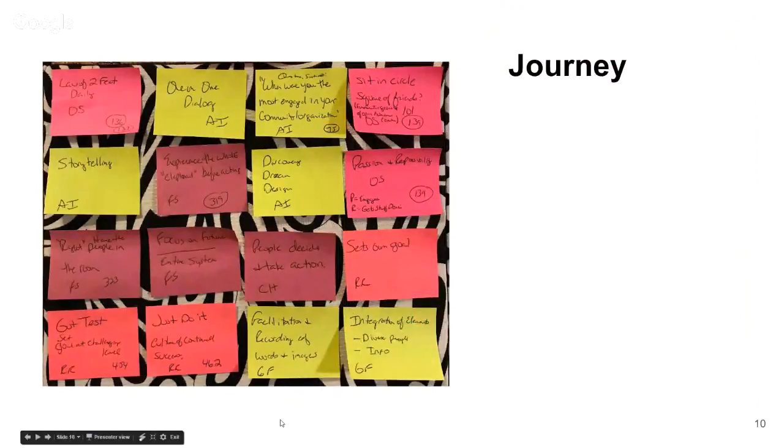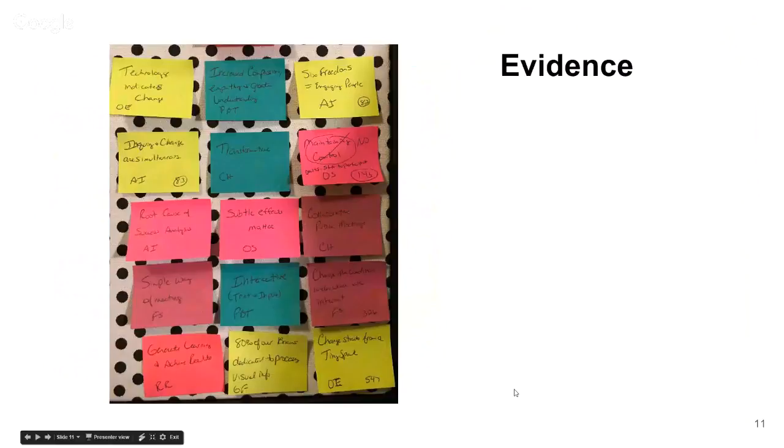The journey. The journey element is simply the steps or actions that are taken. The evidence element is how they describe their theories.